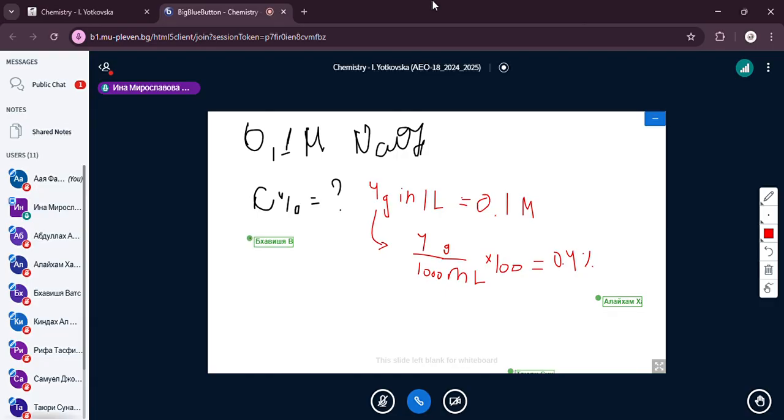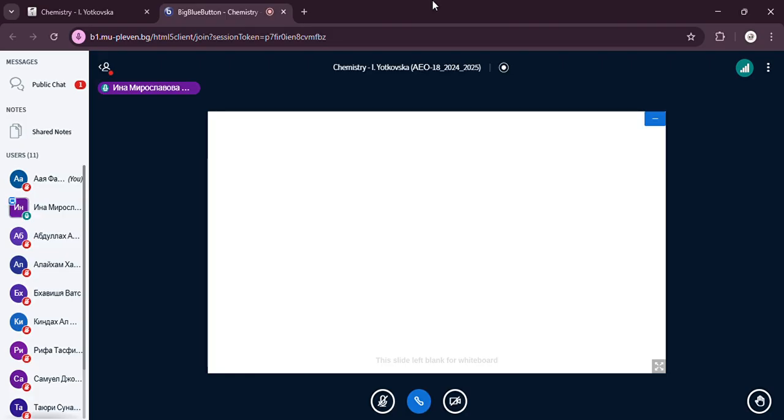But now we must say that this will be valid only when we speak about strong acid and strong base. The reason is that when we speak about strong protolytes, the dissociation is full. But when we speak about weak acids and weak bases, one example for a weak acid is the most common, the most used, acetic acid.